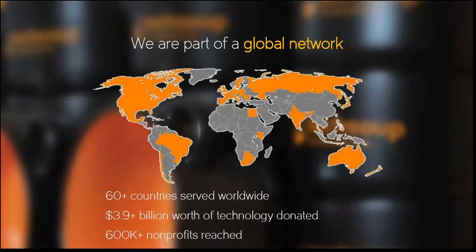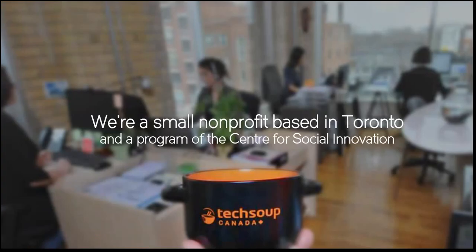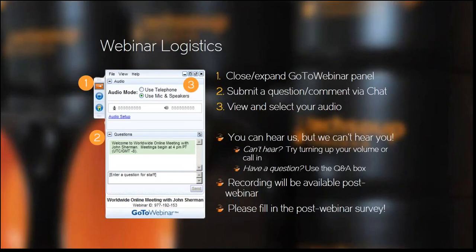TechSoup Canada is also part of a global network that serves over 60 countries worldwide. If you have a friend or a nonprofit in your network that is located outside of Canada, let them know that there's a TechSoup office nearby willing to help them with their tech needs. Lastly, we are a small nonprofit based out of Toronto, and we are a program at the Centre for Social Innovation.